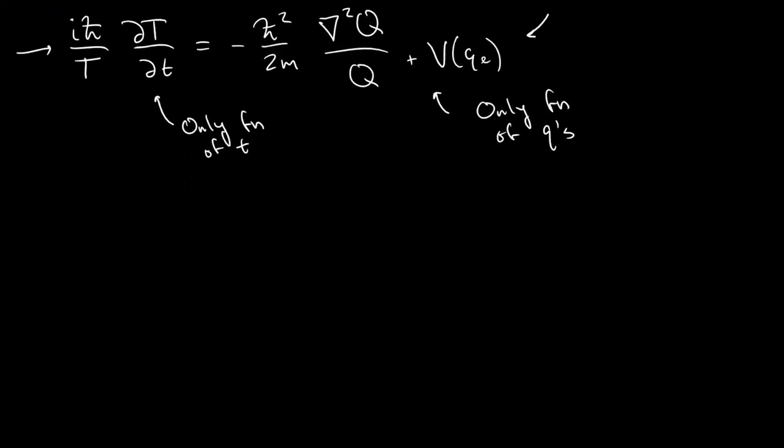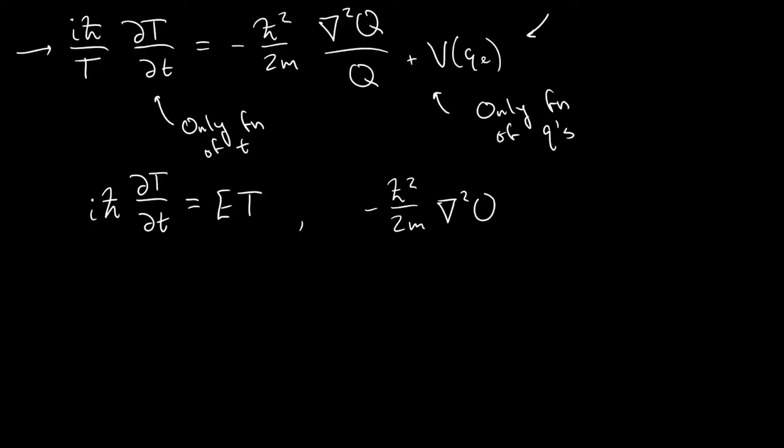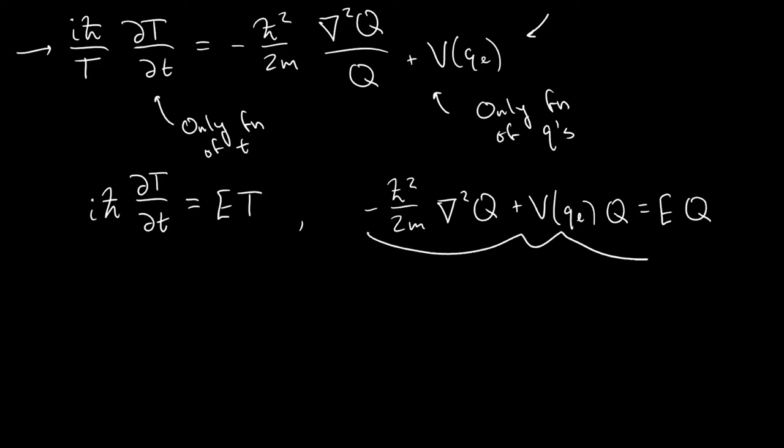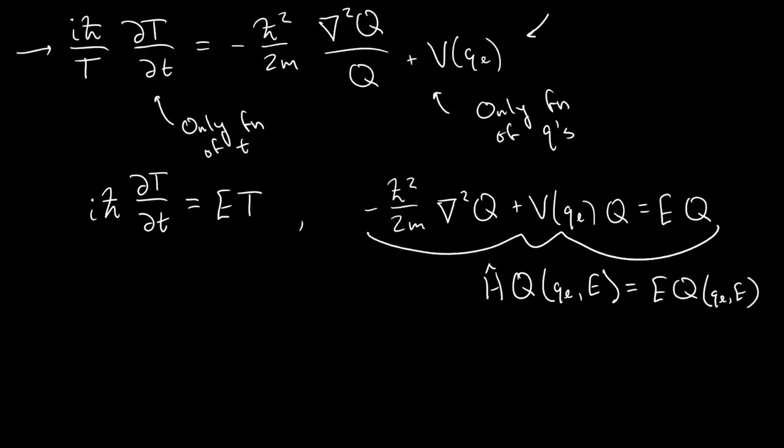So I'm going to call that constant E, and I'm going to write this as essentially just multiplying through both sides. E times t, and then I have minus h bar squared over 2m grad squared q plus v of q is equal to e times q. Now, if you notice, this equation here is essentially just our restatement of our Schrödinger equation in energy space instead of time space.